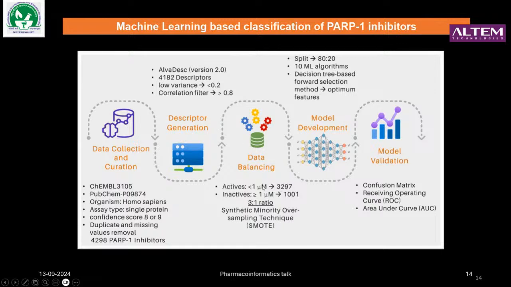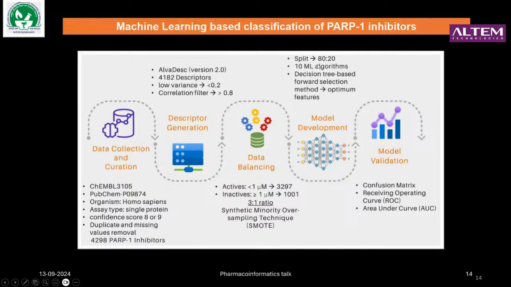Then further, we found that the data was not balanced because most of the compounds had high potency and lower potency compounds were not available. So we used a method that is popularly used in machine learning, known as synthetic minority oversampling, that creates an artificial balance between actives and inactives. Then the data set was handled according to standard OECD guidelines.